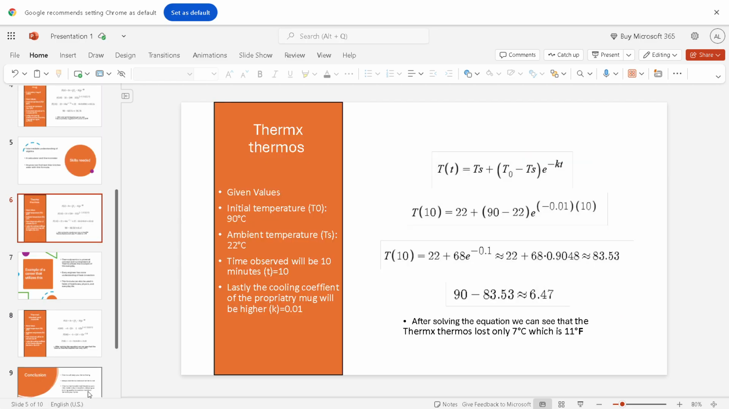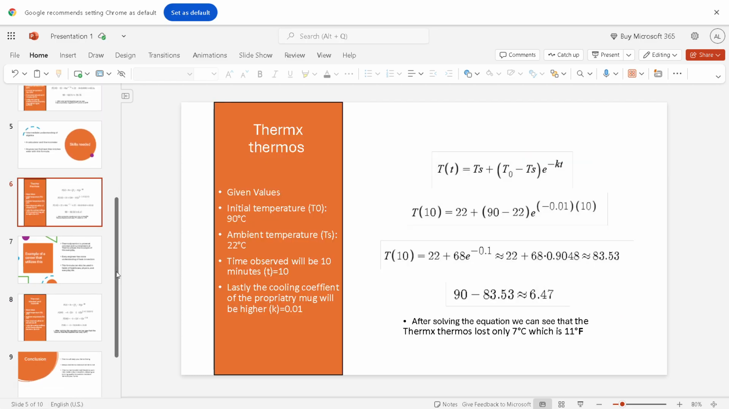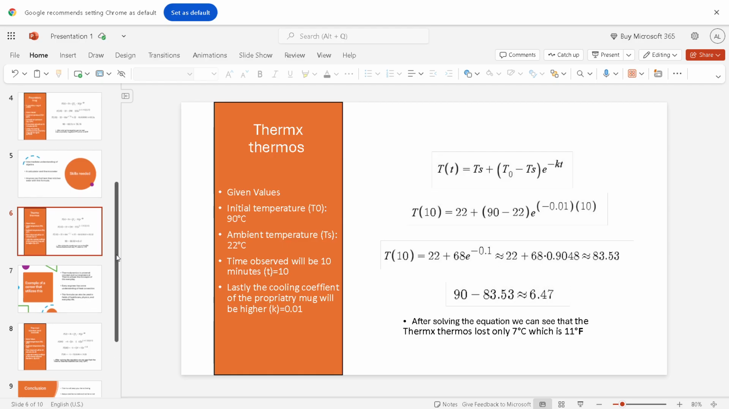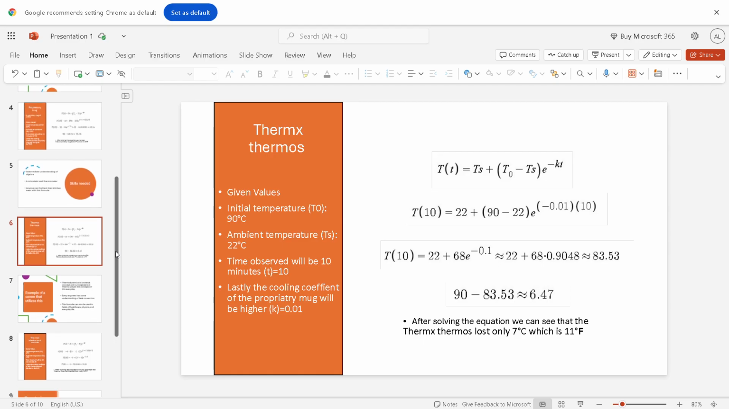Our next example, a Thermx thermos holding coffee. Now looking at our values here, you can see we're going to get the same values as the proprietary mug. A 90 degrees Celsius coffee, 22 degrees ambient temperature, a time observed of 10 minutes. Lastly, the cooling coefficient of our Thermx mug will be 0.01, very much less.